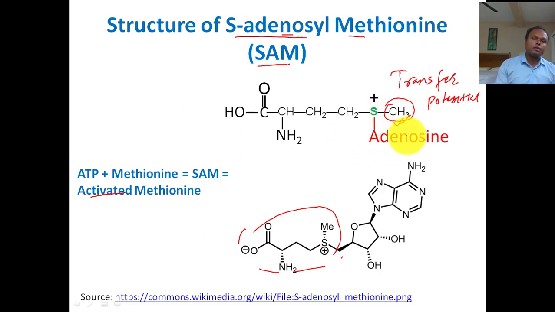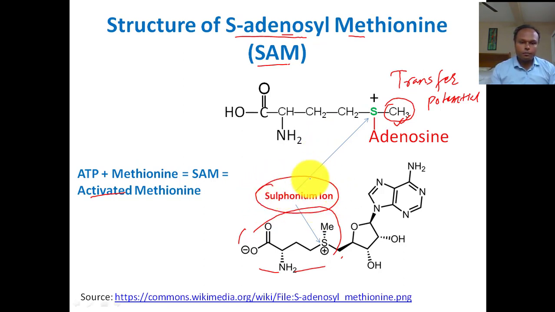That is the significance. That is why this is called the activated methyl cycle. So let's talk about the cycle itself. See this sulfonium ion. I was missing one point: because of this plus charge, this becomes a sulfonium ion, and this sulfonium ion is the heart of this molecule. Because of this only, the transfer potential of this methyl group is very high. This methyl is active.